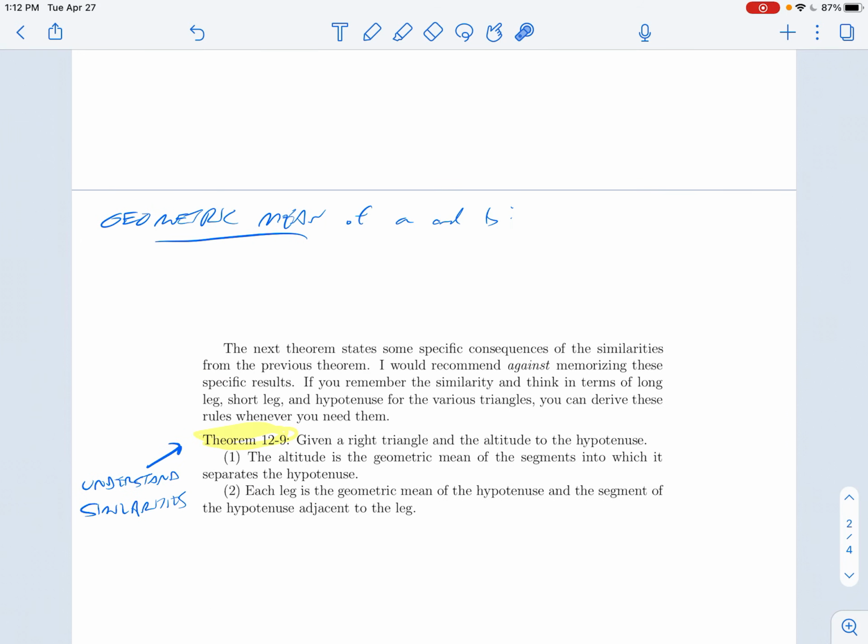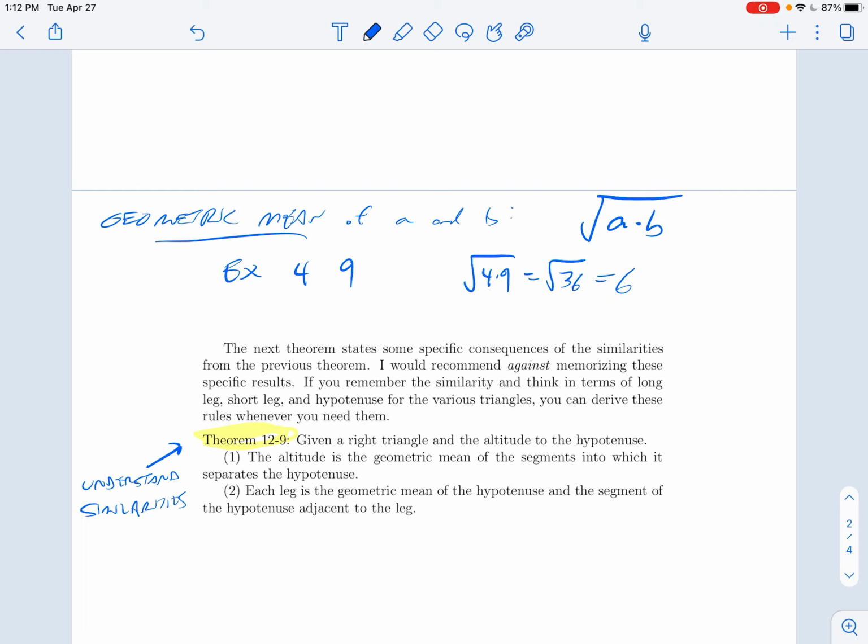So these theorems will use this phrase called geometric mean. If I have 2 numbers, the geometric mean is when I multiply those numbers together and then take the square root. So for example, the geometric mean of the numbers 4 and 9 would be the square root of 4 times 9, which is the square root of 36, which is 6.